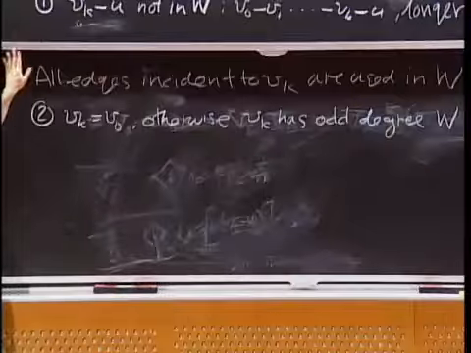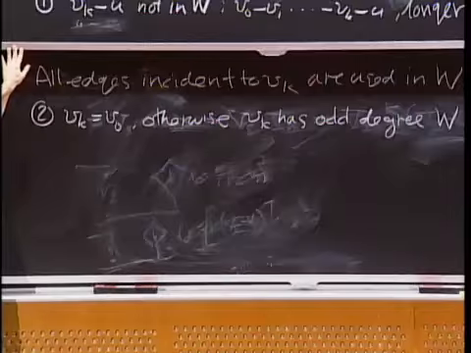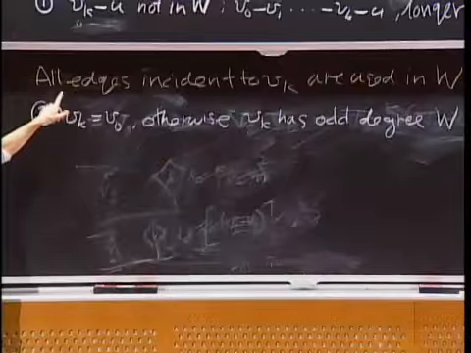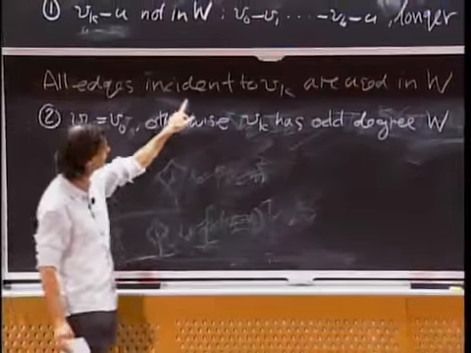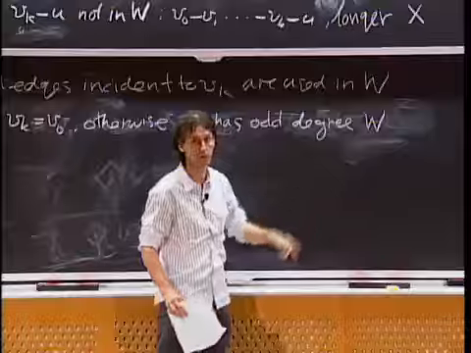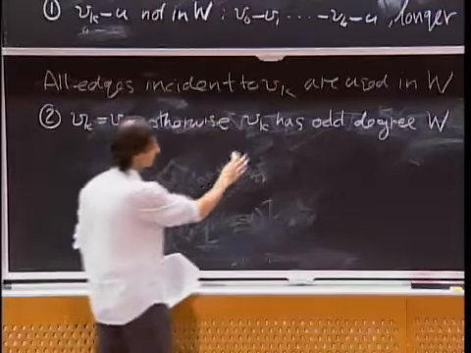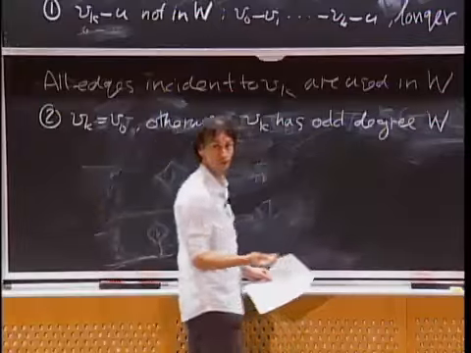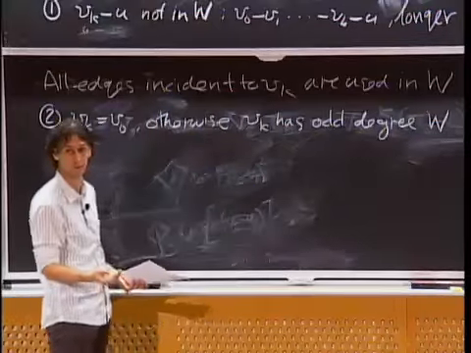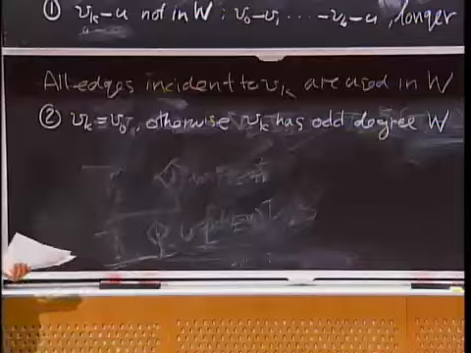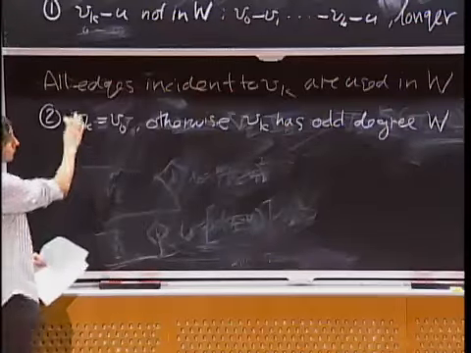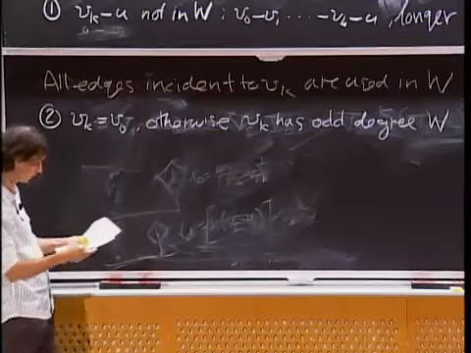So now we can go ahead and we can have a look over here, because we just showed here that all the edges incident to Vk are actually used in W. So we can now conclude that this means that Vk also has odd degree in G, because all the edges in G, in which Vk is participating, are actually used in the walk. So I hope that is clear.